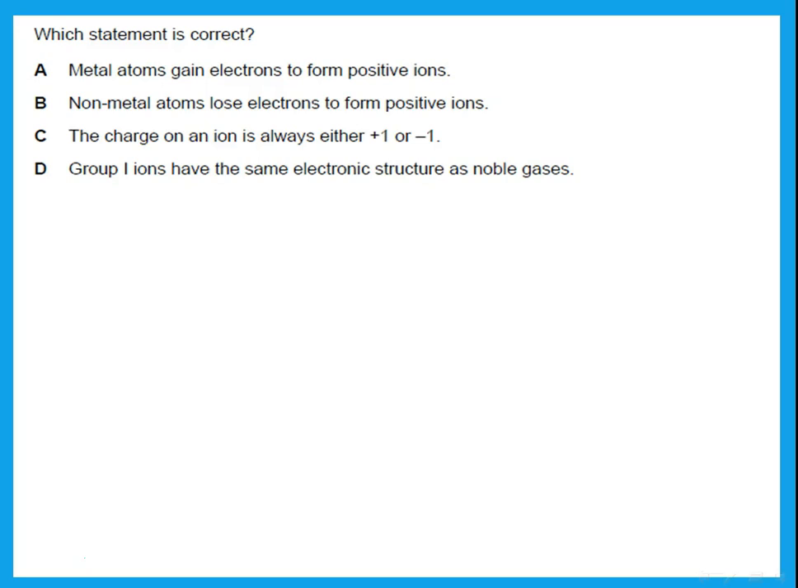Group 1 ions have the same electronic structure as noble gases. Actually, when something in group 1 forms an ion, it loses 1 electron, so it has the electron structure of the noble gas before it, so D is correct. Do you understand that? Group 1 has 1 electron in its outer shell. If it loses that electron, then it becomes like the noble gas immediately before it.